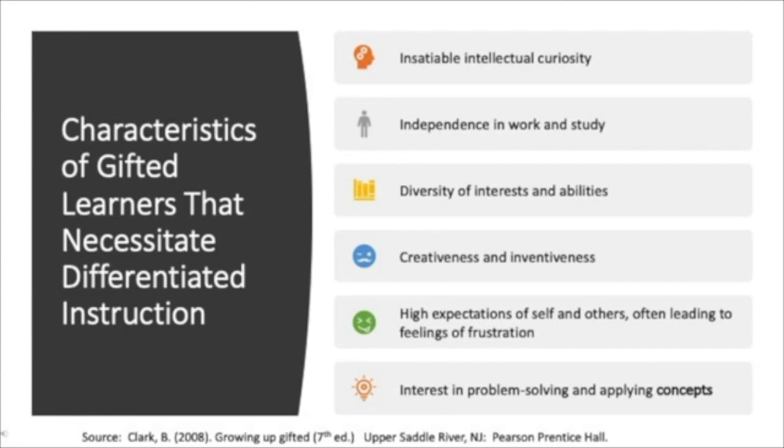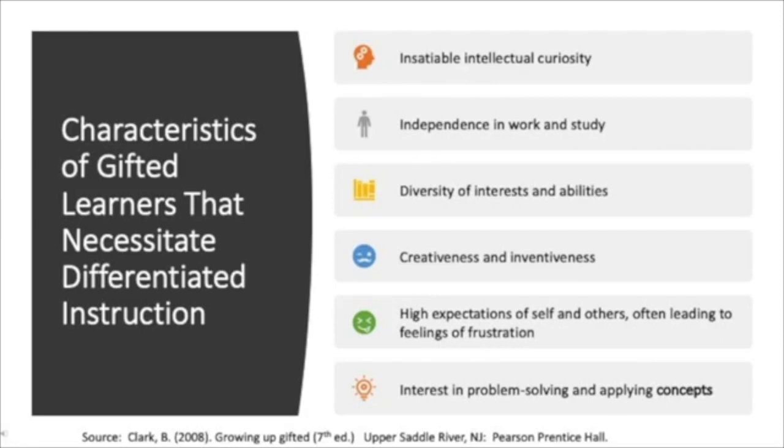Diversity of interests and abilities. Gifted students, just because they're gifted in one area does not mean that they're gifted in all areas. So for a student that's identified as a superior cognitive ability student, that child may or may not be great at math, or they may or may not be a strong reader. Oftentimes, gifted learners can also have a learning disability that makes some of those pieces hard.